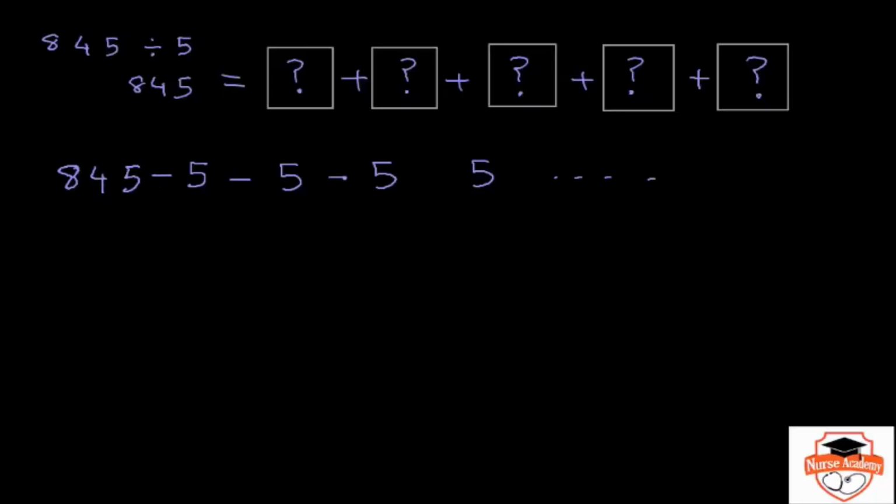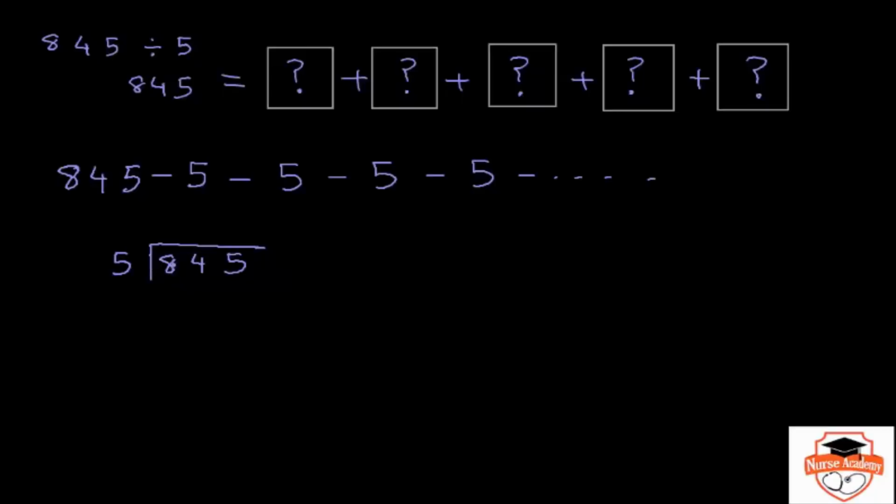So pretty much doing this, repeated subtraction. All these situations lead you to the same division problem, 845 divided by 5. So let's see how to do this. You write down the number 845, that is the dividend. Put the division sign, it's like this. Write the divisor outside it and then start dividing.